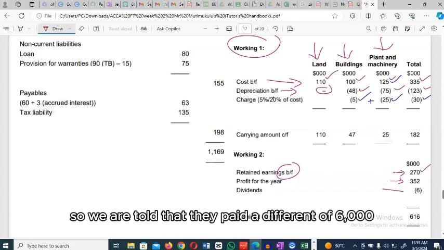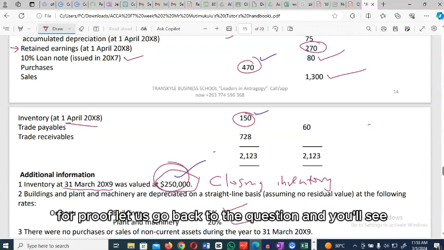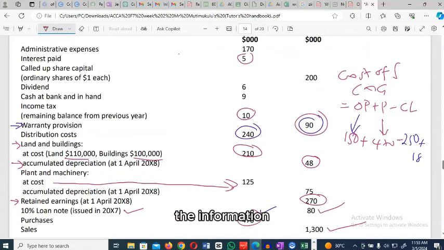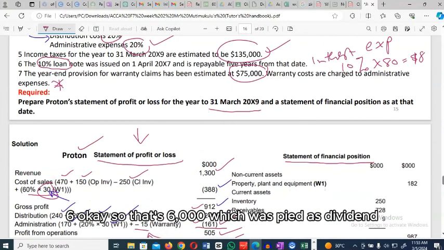So we are told that they paid a dividend of 6,000. For proof, let us go back to the question and you'll see the information. So the dividends are here, 6. Okay, so that's 6,000 which was paid as dividend.